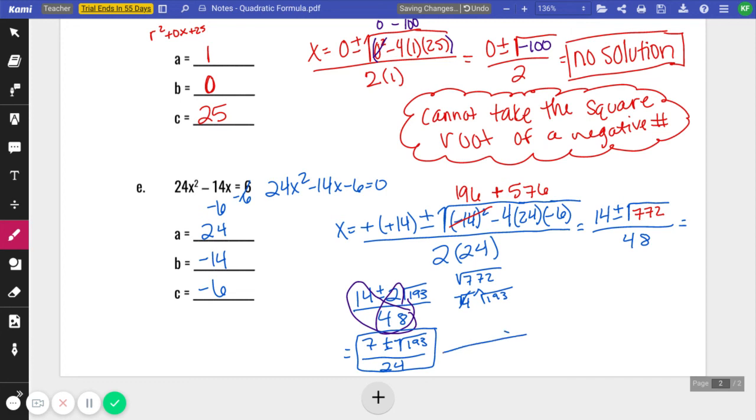I'm actually going to rewrite that over here bigger because it looks a hot mess. So our solution is 7 plus or minus the square root of 193 all over 24. Remember, it still has 2 solutions because of that plus and minus.